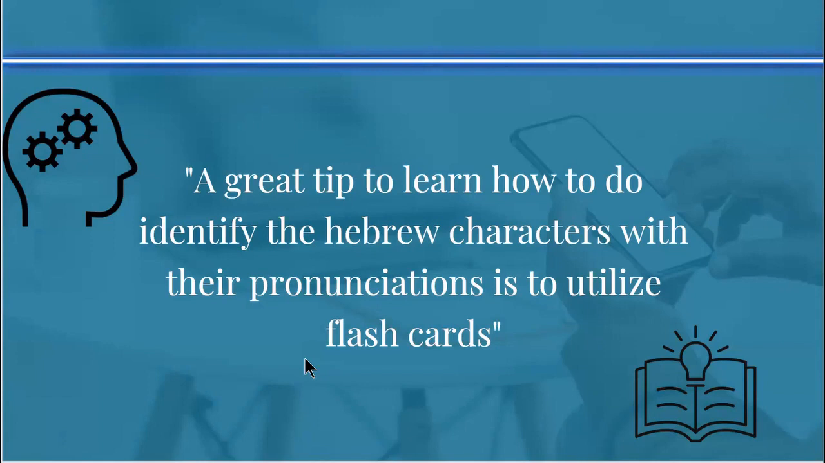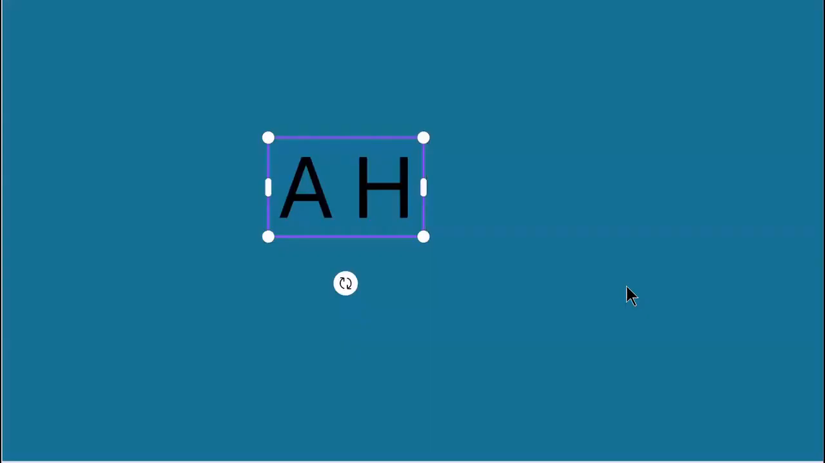Let's say the side of the flashcard that you're looking at is the Hebrew character that you wrote out, right? Let's say you wrote out the I on one side, and then on the back you would write I on the other side.